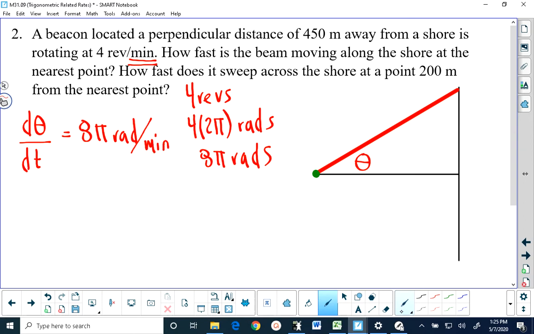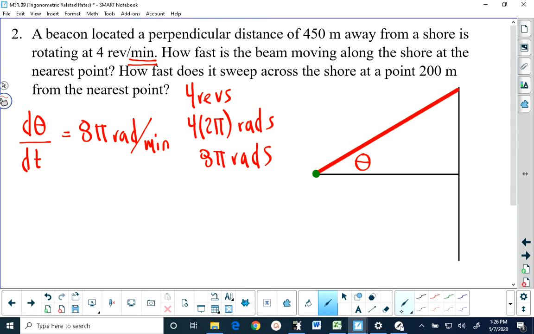Now, whether you want to use positive or negative doesn't matter. If you look at the diagram, I don't know whether theta is increasing or decreasing because I don't know which way the beacon is rotating. If it's rotating clockwise, then at this instant in time, theta is getting smaller, which means d theta dt would be negative. But as soon as the beacon starts getting below the horizontal in our diagram, theta is going to be increasing. So the whole thought of a positive or negative d theta dt here doesn't really hold water.